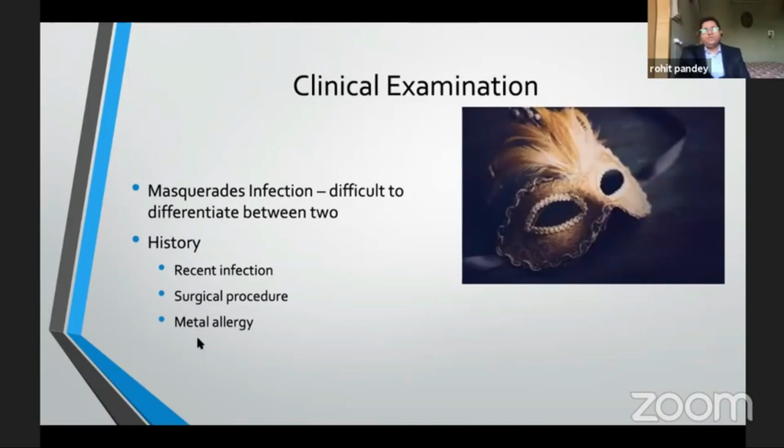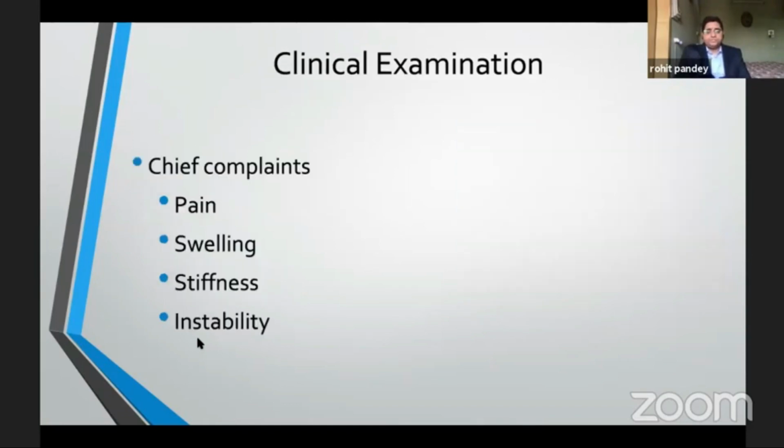So now we have basic knowledge regarding adverse reactions. So how do we clinically examine this? It masquerades as infection, and it is very difficult to differentiate between the two. So the history part is very, very important. You need to ask the patient about recent infection, any surgical procedure the patient may have undergone, and any metal allergy. The chief complaints can be pain, swelling, stiffness, or instability.